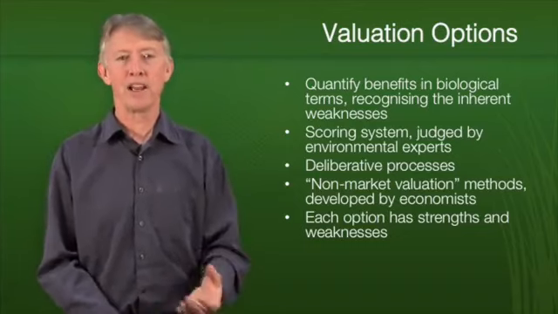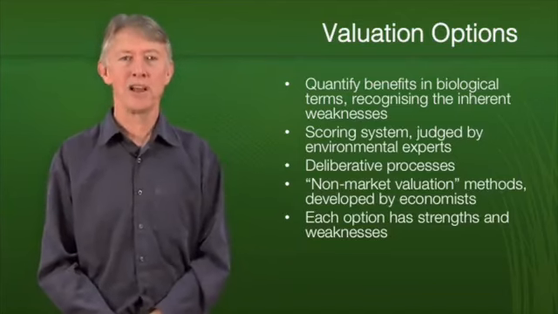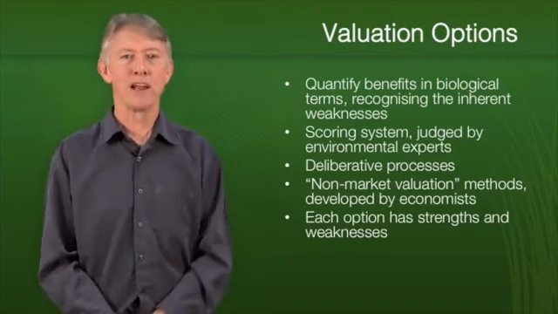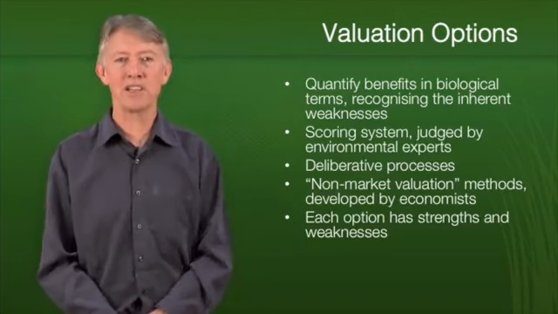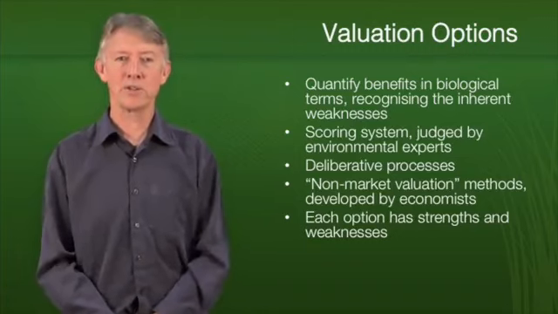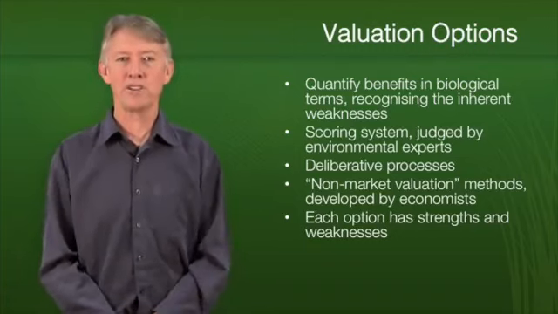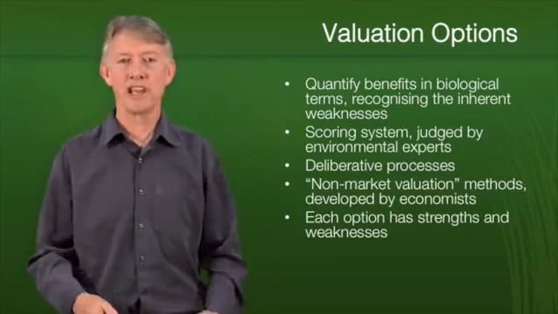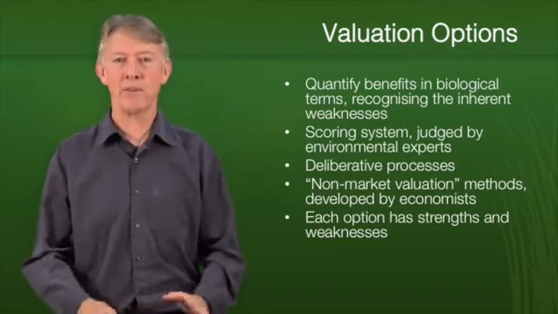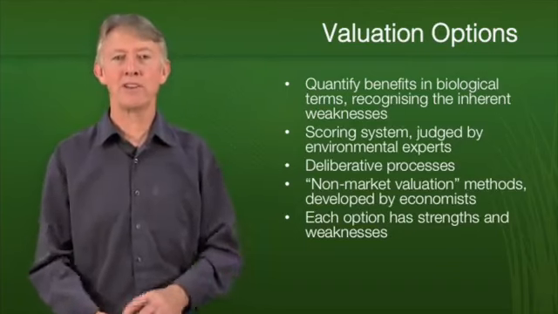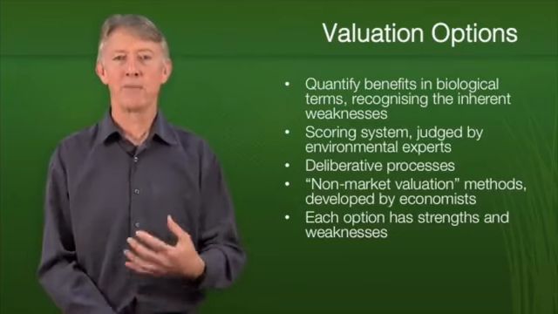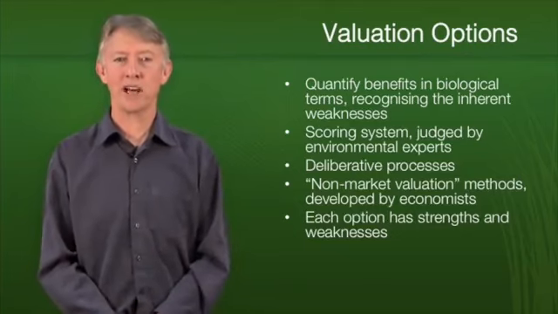Another approach that's sometimes used is a scoring system of the benefits, and that helps you to compare projects that might be a little bit more different. And usually that's done by some experts judging the benefits and assigning scores to them. The next common approach is a deliberative process. There's approaches like citizens' juries or just expert judgment that try and assign some dollar value to an outcome, an environmental or social outcome, just based on a gut feeling or on an expert judgment, well informed by all the information that's available.